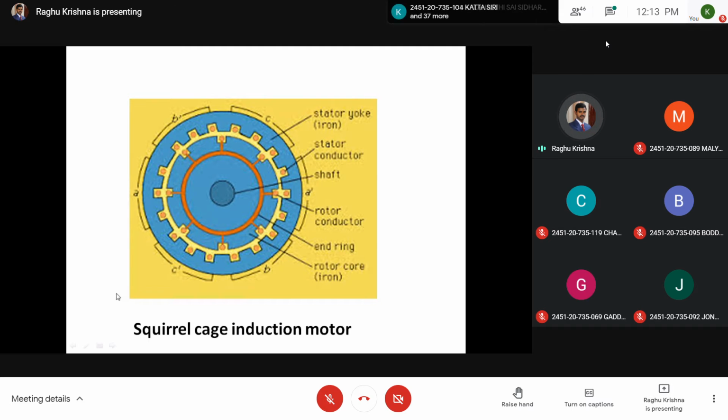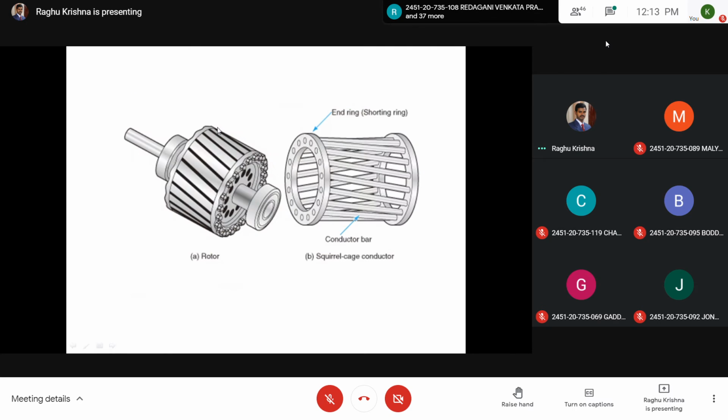And here this is the squirrel cage induction motor. You can see here this is the rotor and this is the stator, with rotor conductors and a stator winding here. The stator winding is made up of conductors. So here you can see a rotor, the squirrel cage rotor.